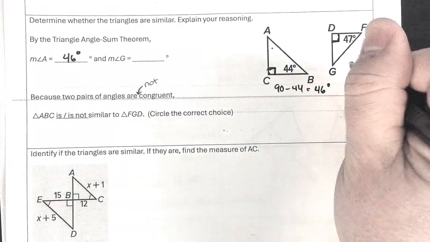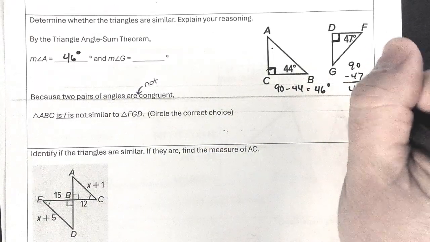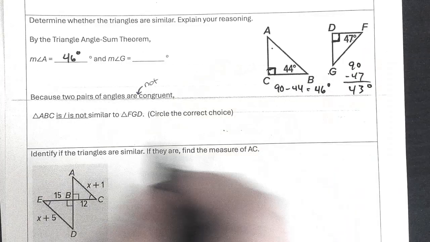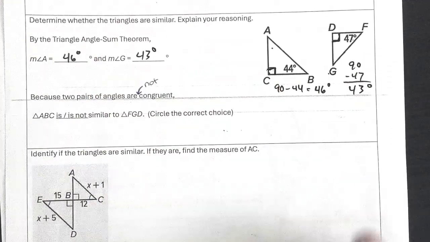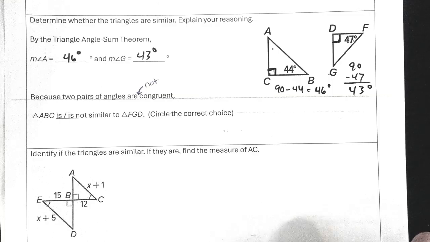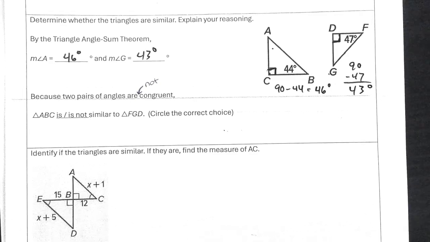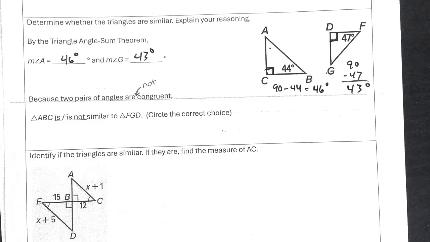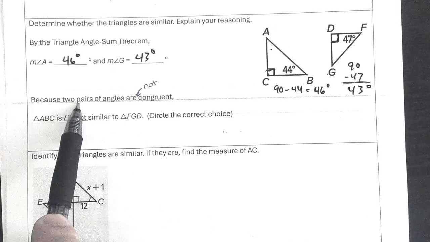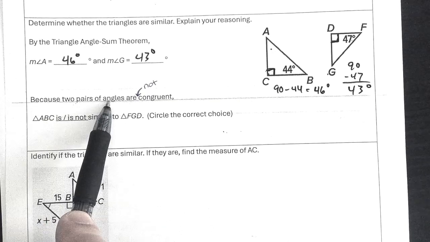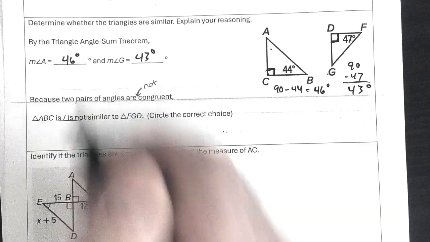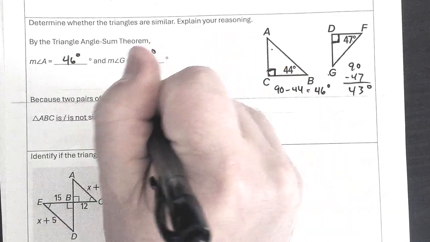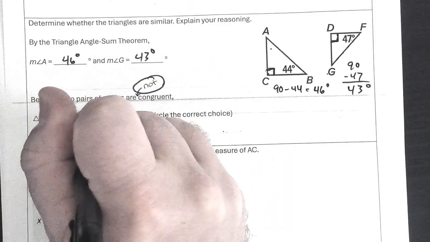Then over here, 90 minus 47 is going to be 43. So that's angle G. All right, so angle A is 46, angle G is 43. And in this case, are they similar? No. Well, actually, it's asking about congruency, but that's okay. Because two pairs of angles are not congruent, it should have said are or are not, but it's definitely not, and they are not similar.